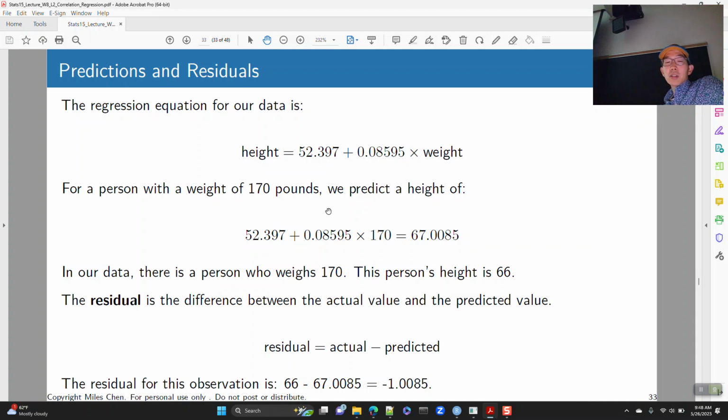And so we said, okay, for a person with a weight of 170 pounds, we would do 52.397 plus 0.08595 times 170, and it predicts a value of 67.